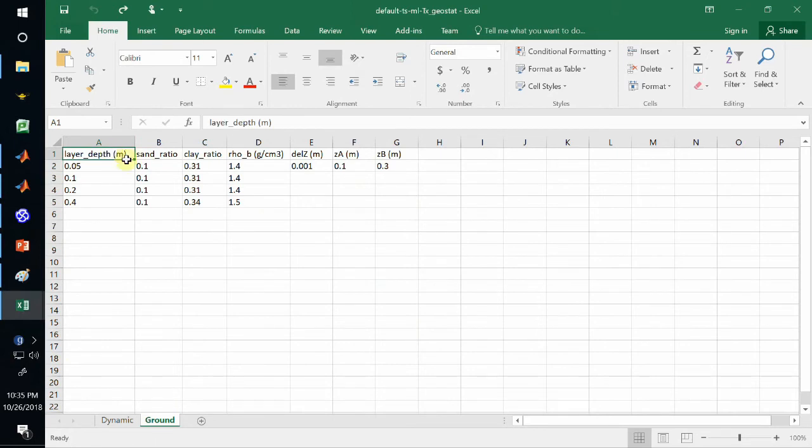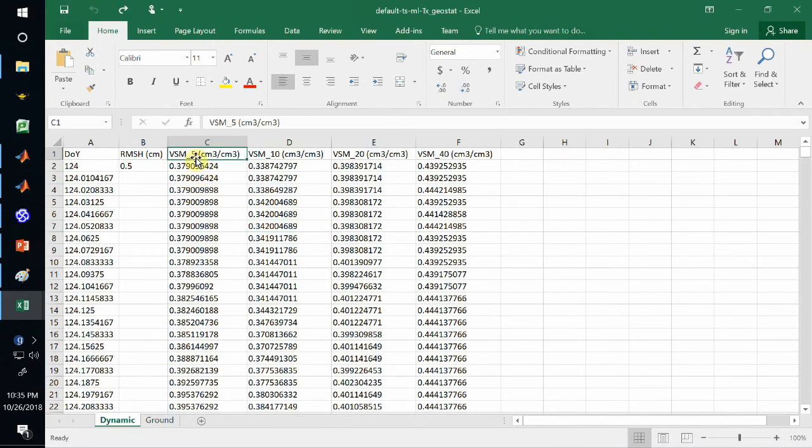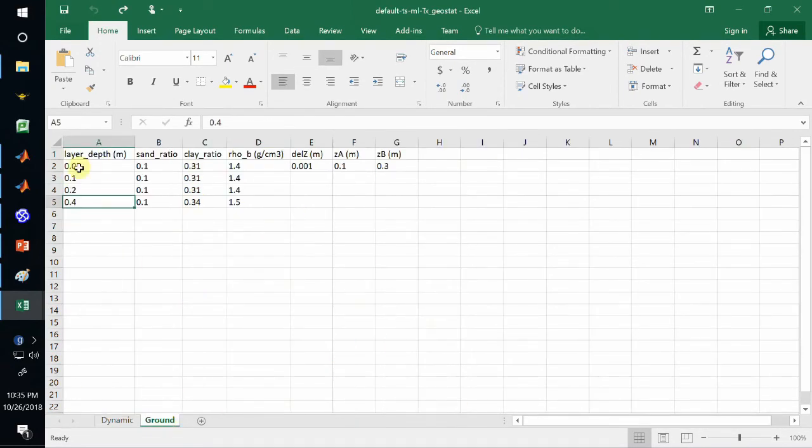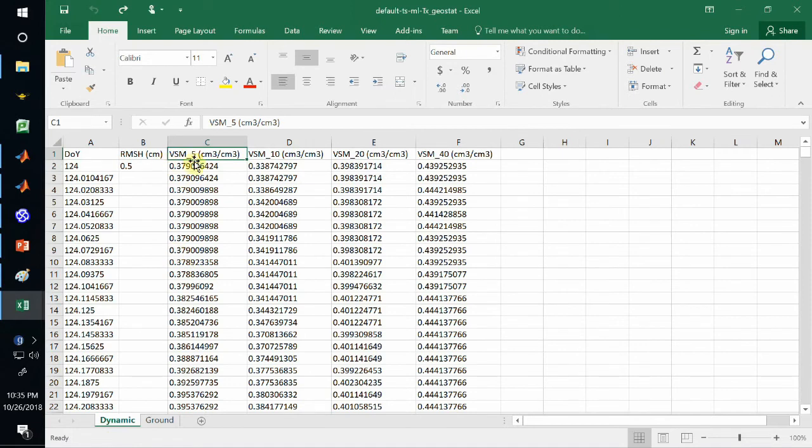So here, since these values are in meters, 0.05 is 5 centimeters, 0.1 is 10 centimeters, 0.2 is 20, 0.4 is 40, and those correspond back over the dynamic sheet for these columns. So the first row right here is representing the first series of multi-layer soil locations for your dynamic sheet.